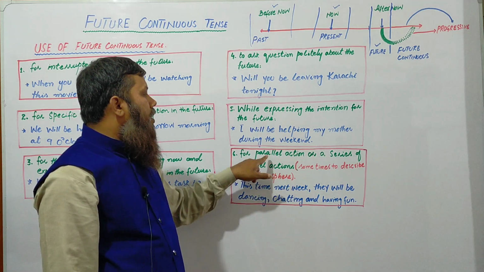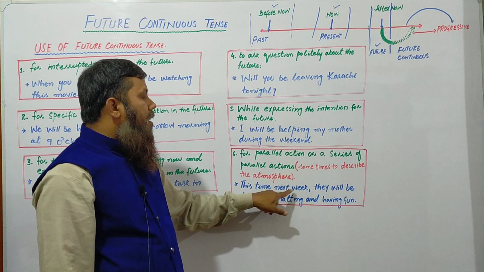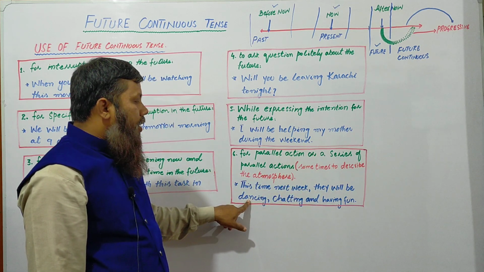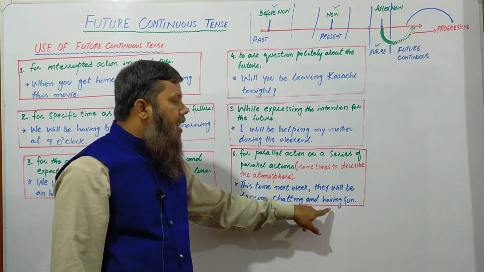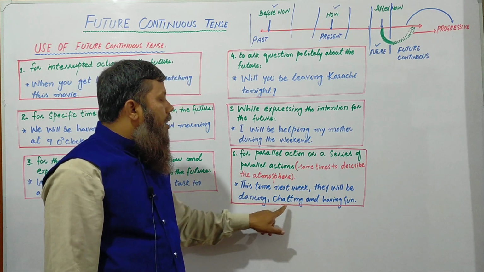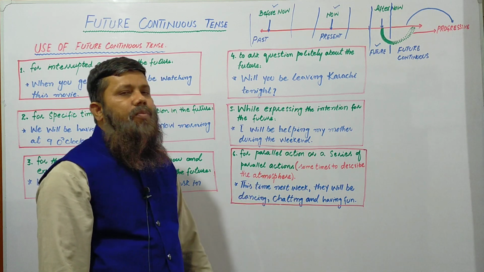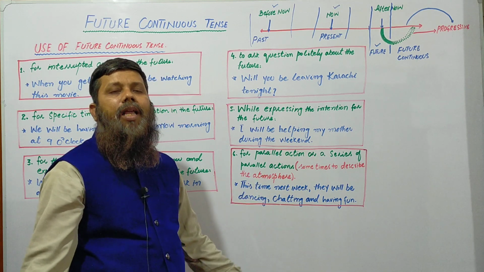Now we have mentioned the parallel mean time and the parallel action. What? They will be dancing, chatting, and having fun. These are parallel or continuous actions to describe the atmosphere. What is the atmosphere? There's a fun party, enjoyment.